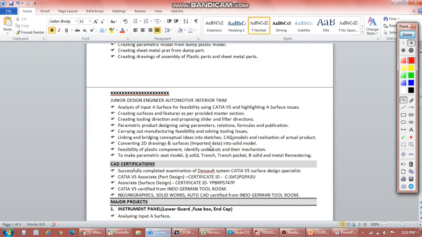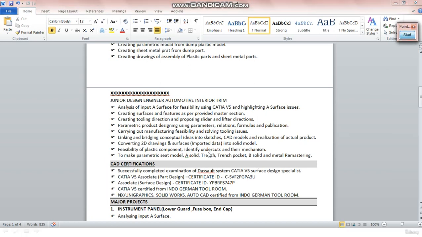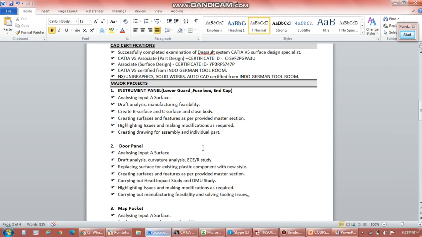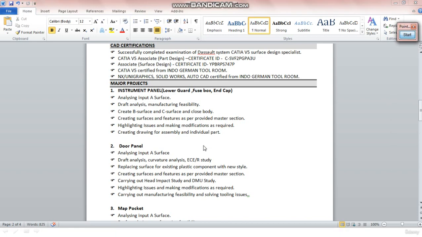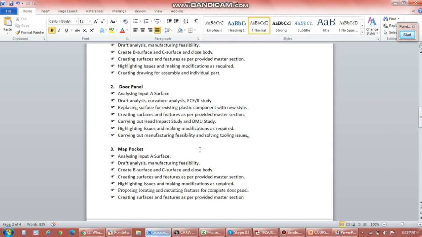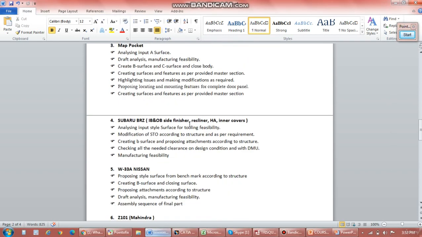Then if you want you can put your certification, but it is not required. Then you can put some major projects. Some companies are teaching just these things, so you can put them there and elaborate below. And then you can put some parts like door panel, map pocket, OBIB, seat covers, HA handles.